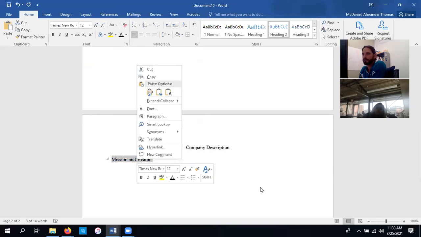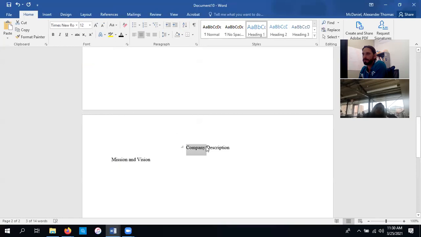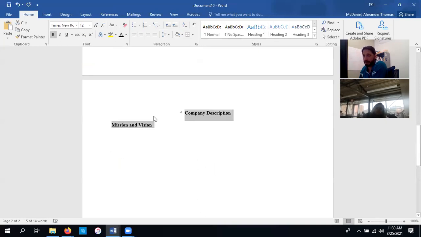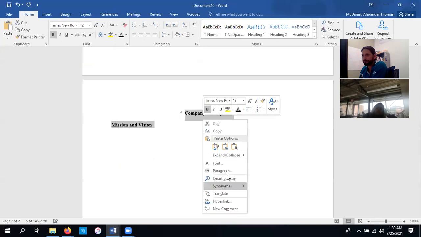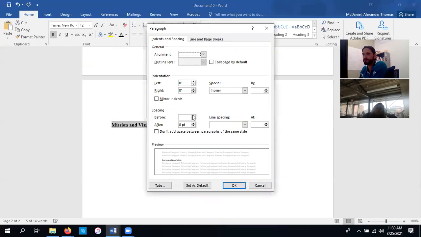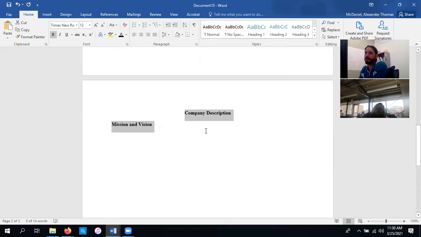And then obviously this is bolded as well. So level 2 headings are bolded. We shouldn't have any level 3 headings. Then I highlight the whole thing, paragraph, make sure there's nothing before, nothing after, double, boom. Now we're ready to start typing in stuff.